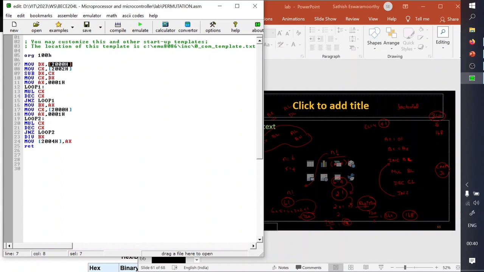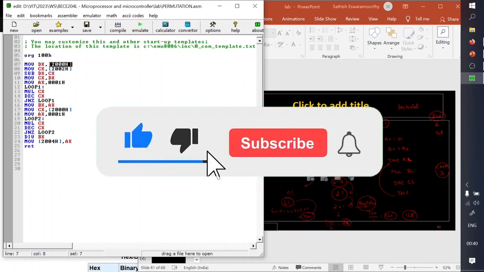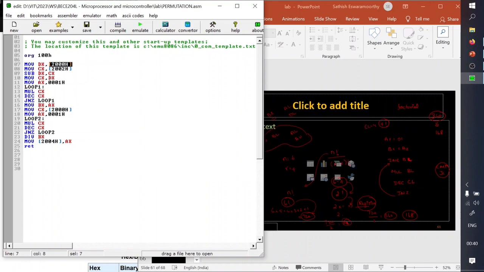6 is there inside my memory location 2000. So I can move that value to the count register now to calculate the 6 factorial. After that, AX is again 01, same. Multiply CX, decrement CX, jump no 0, loop 2. This loop is for the calculation of 6 factorial. Then divide by BX. After that, the value of AX can be moved to the memory location 2004, where I can see my results.